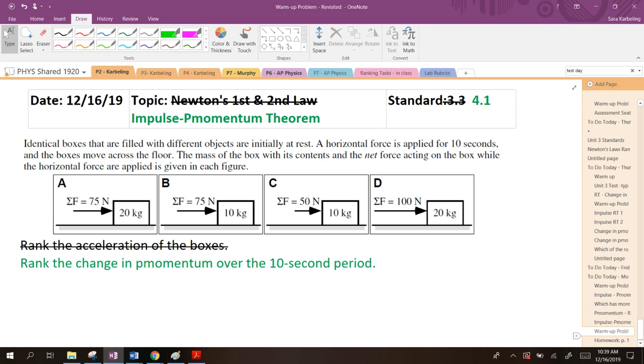Question. Why is momentum silent? Because that's how you spell momentum. The P is silent. Well, you haven't been in physics then. That's how we spell it. Momentum is spelled with a P for sure.